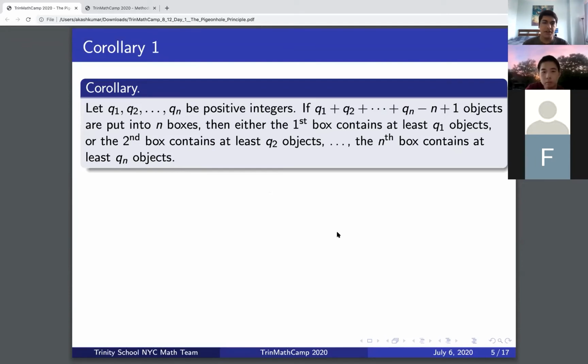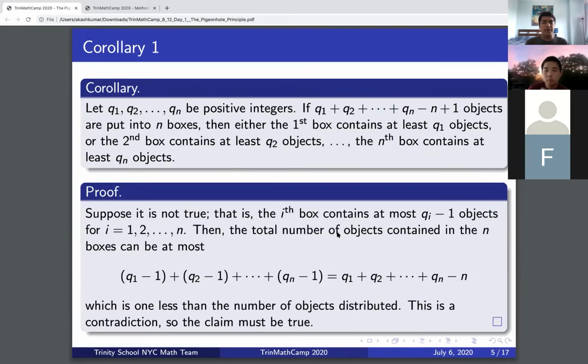In the analogy of pigeons and holes, you can think of the objects as the pigeons and the boxes as the holes. So you're putting that many objects or pigeons into n boxes or holes, and then we're saying that the first box contains at least q sub 1 pigeons, the second box contains at least q2 pigeons, and so on. Again, we proceed by proof by contradiction. When we do proof by contradiction, we just assume the opposite and then try to find something that doesn't make sense, some sort of contradiction.